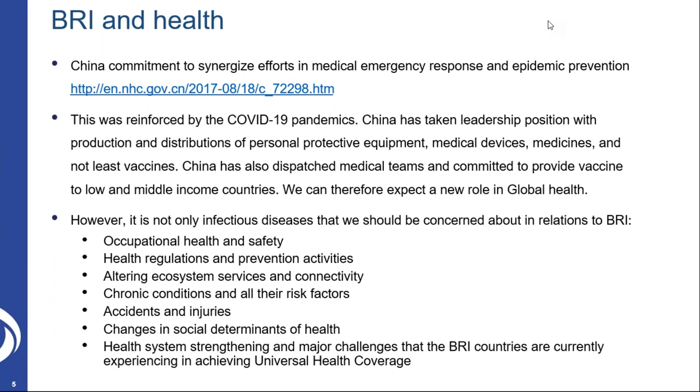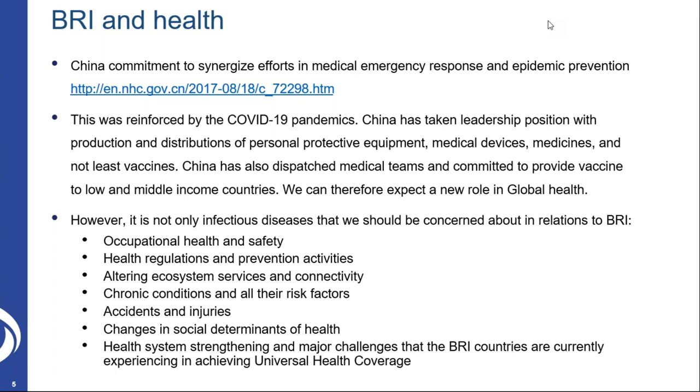But we know that these mega projects have a lot of potential, but there are other aspects they need to deal with. It's occupational health and safety. Luke was mentioning constructions. Well, this is where a lot of accidents and injuries can occur. But it's also health regulation and prevention of activities.